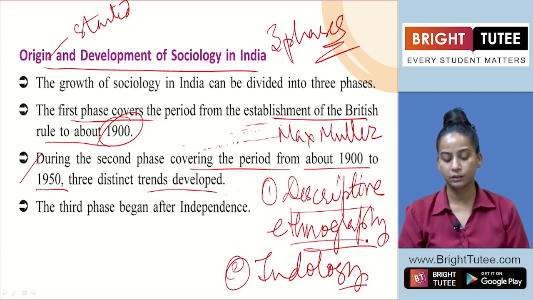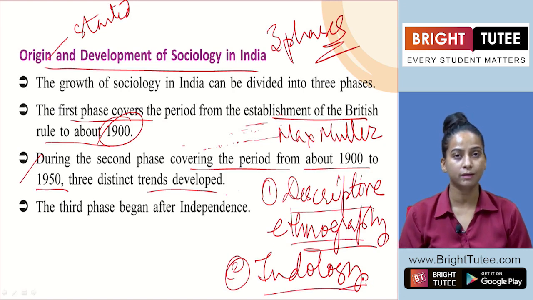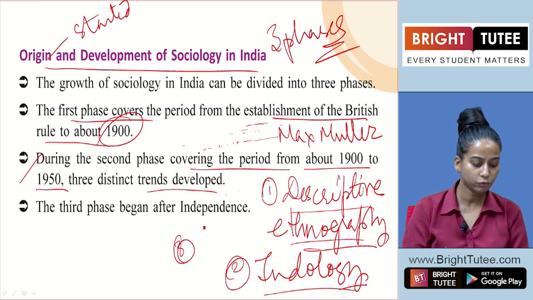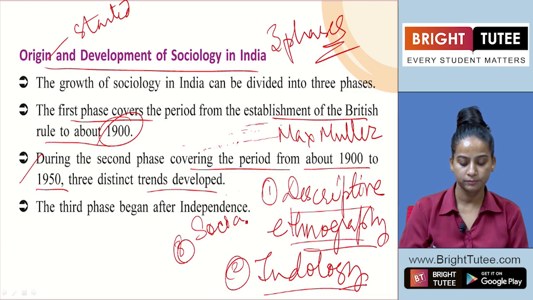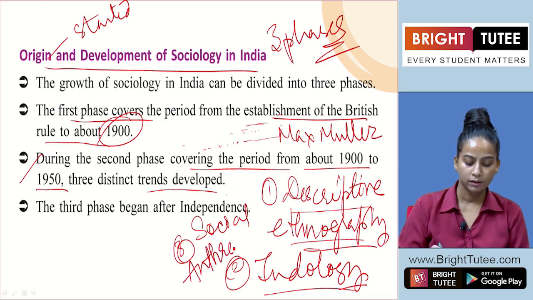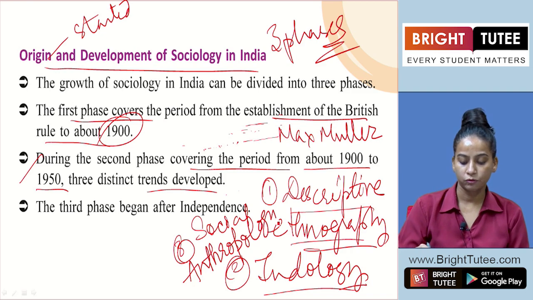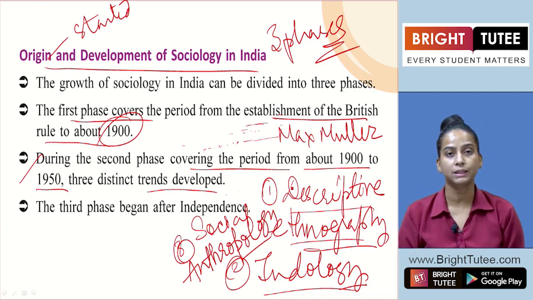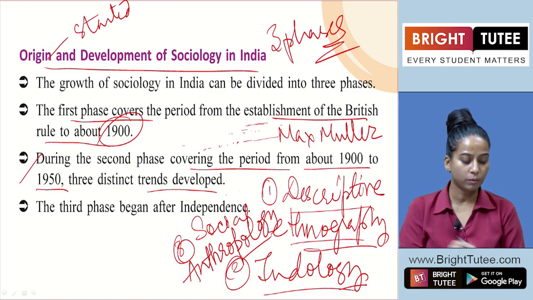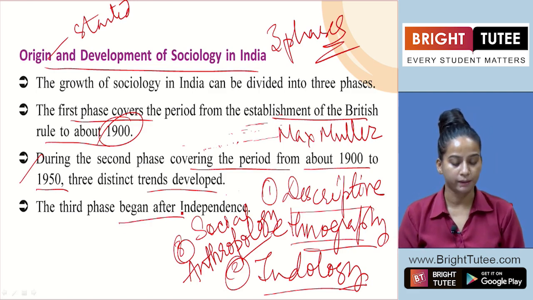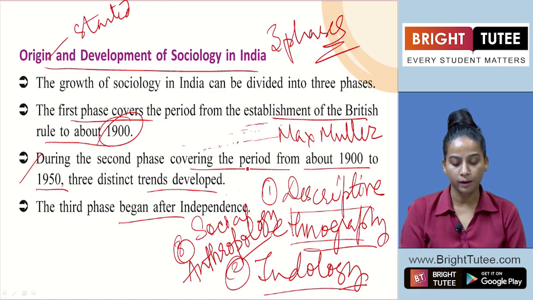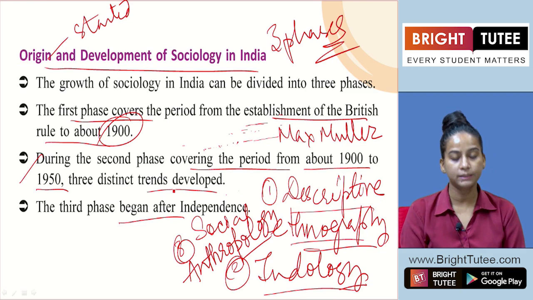The first was related to ethnography, the second was related to Indology, where they studied Indian affairs, and the third one was social anthropology. So these were the three main stages of the second phase. The third phase began just after independence. Scholars from Europe and America started conducting studies in India, and many Indian universities established separate departments for sociology during that time period.